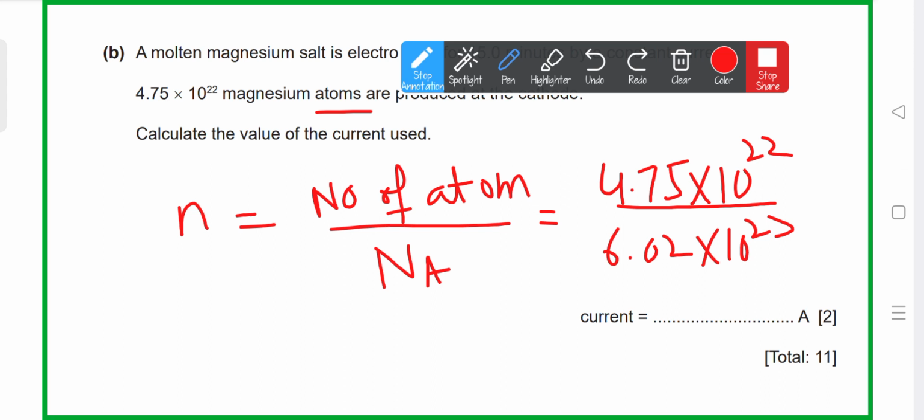Just give me a minute, my calculator is having some problems here. Okay, so the answer for the number of moles is 0.078. These are the moles here.